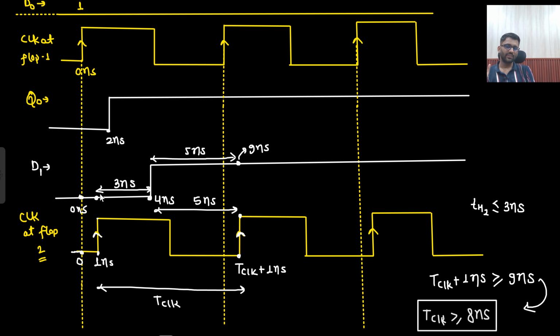This was delayed by 2, this was delayed by 4, then it was stable for the next 5. So T clock plus 1, this was T clock plus 1 with respect to 0. This much time is 4 nanosecond, this much time is 5 nanosecond. So T clock plus 1 nanosecond should be greater than 9 nanosecond. So T clock should be greater than 8 nanosecond.